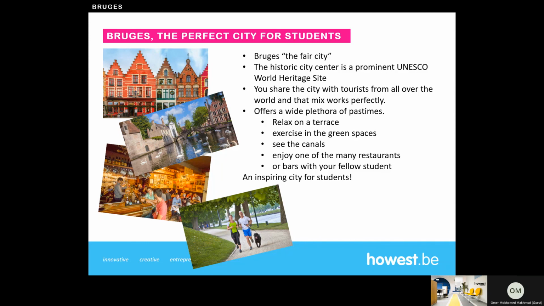It also offers a wide range of pastimes. You can relax on the terrace, you can exercise in the green spaces, see the canals, for which Bruges is well known. It's called the Venice of the North. You can enjoy one of the many restaurants or bars with your fellow students. It's an inspiring city for students, really. And we'll help you, of course. We have an organization called Stuvo that will help you with all the practical things that you need to do when you come here, like registering yourself at the community hall or the city hall, and so on and so on.